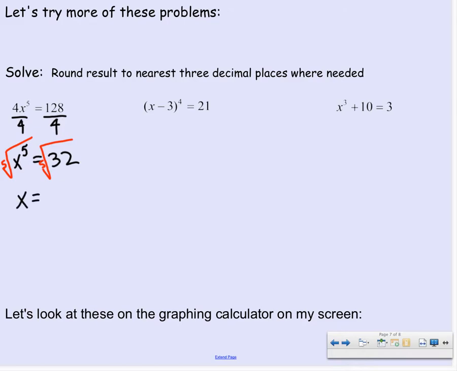And now we use our chart. We go look on our chart and we find a 5 and a 32, and we go, oh, that answer is 2. So the answer is x equals 2.